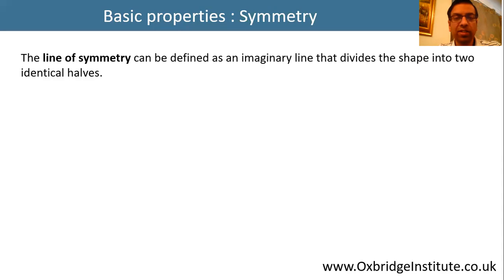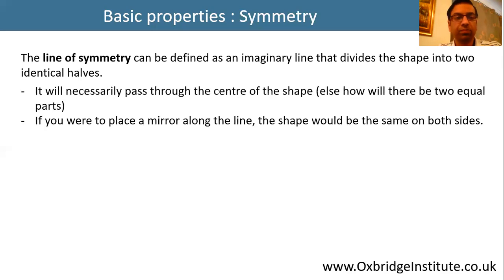Coming to symmetry, the line of symmetry can be defined as an imaginary line that divides the shape into two identical halves. It will necessarily pass through the center of the image, which is quite obvious, because if it doesn't pass through the center, how will it divide it into two equal halves, isn't it? And if we were to place a mirror along this line, the shape would be the same on both sides.